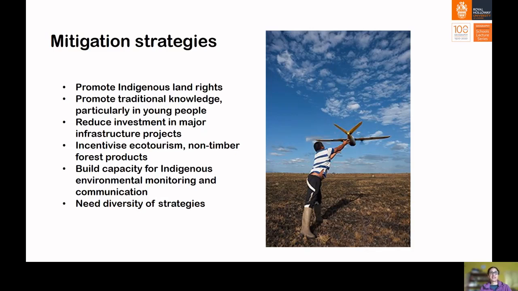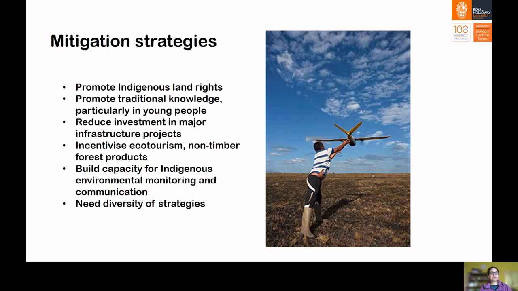Obviously, trying to reduce investment in these major infrastructure projects. So trying to show how these projects are, in many cases, very detrimental, and that if any projects are done, such as road building, they have to be done in a very, very careful way, and in a way that really takes into account the local biophysical nature of the area.